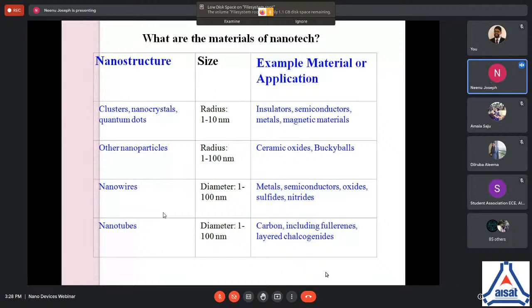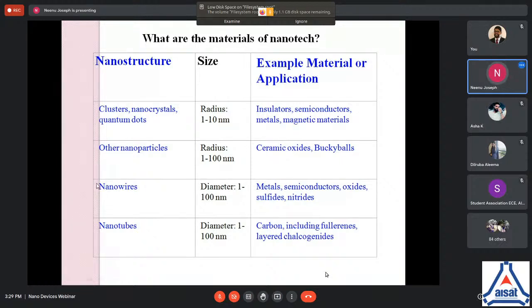What are the nanomaterials of nanotechnology? Some types of nanostructures are given here. There are clusters, nanocrystals, or quantum dots. Quantum dot is also called a zero-dimensional nanostructure. Radius is around 1 to 10 nanometer. Materials: insulators, semiconductors, metals, magnetic materials. And second, other nanoparticles of radius 100 nanometer: ceramic oxide, buckyballs, etc.